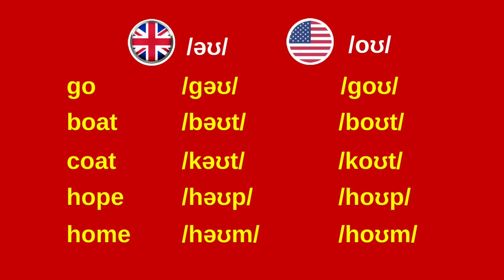Your jaw drops a bit more than in British pronunciation when you say the same word in American pronunciation. It will need some practice if you're learning English as a second language. But if you listen to native speakers, you will clearly see this difference between British and American English when they say these words. Go, boat, coat, hope, home.